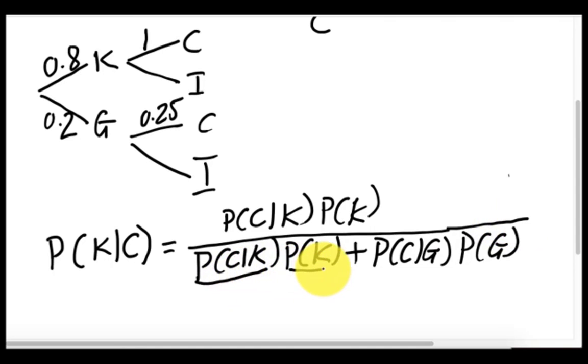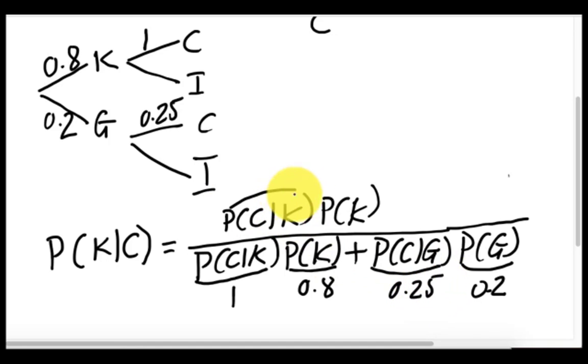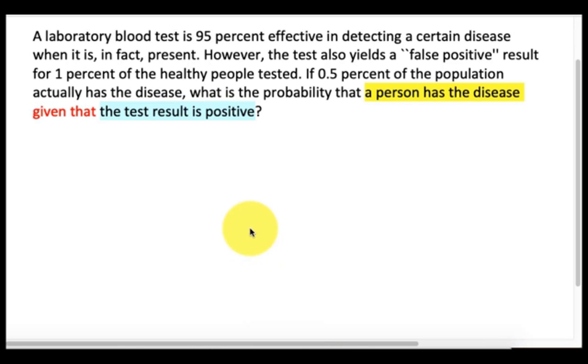The probability of K is 0.8, of G is 20%, C given K is 1, C given G is 0.25. And for the numerator, it is exactly the first term of the denominator. So you get 1 times 0.8. Okay, so you can do the math to get the required probability.